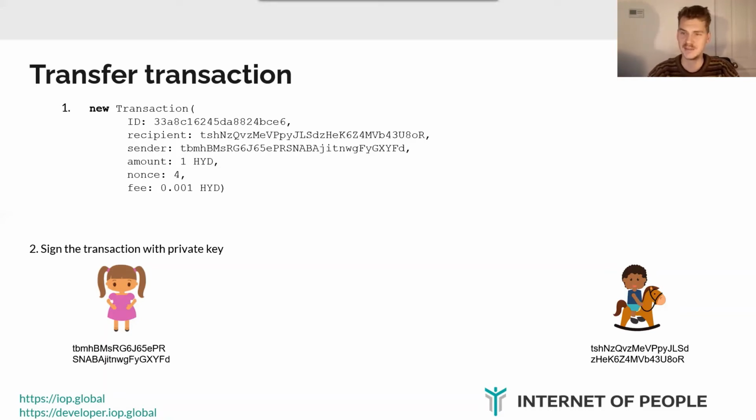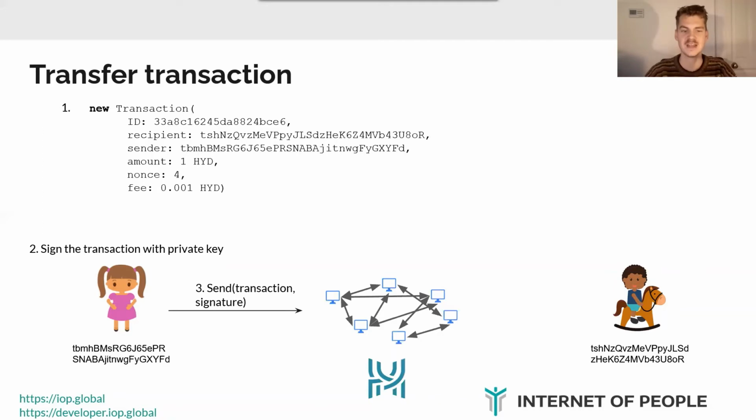Now she will sign the transaction with her private key in order to show that she is actually authorized to issue this transaction. Next, she will send this transaction together with her signature to this network of computers which run the Hydra blockchain software. Now, these computers will interact with each other and arrive at a final state in which the transfer is confirmed if everything is valid within the transaction.